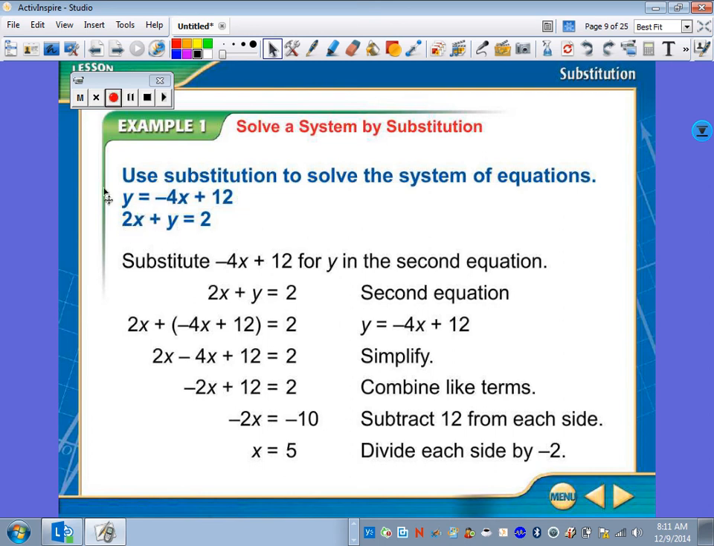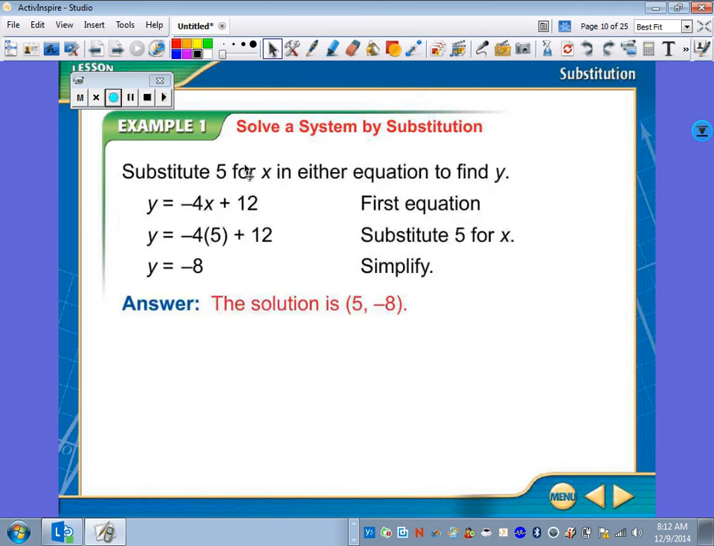If you notice in the first one, the y is already by itself. So I'm going to replace this y with this quantity. And you see them do that. In parentheses, it was 2x plus y equals 2. So 2x plus y, using this information, equals 2. And then from there, you just simplify and solve, so that you get x equals 5.